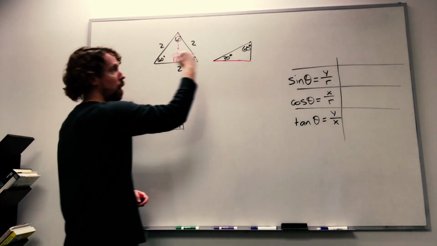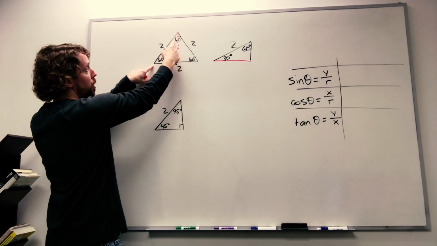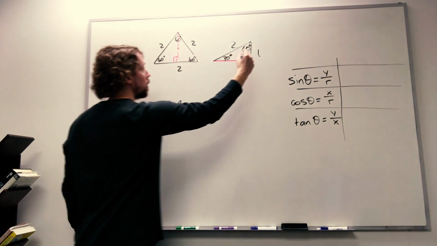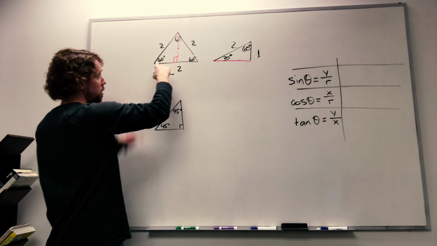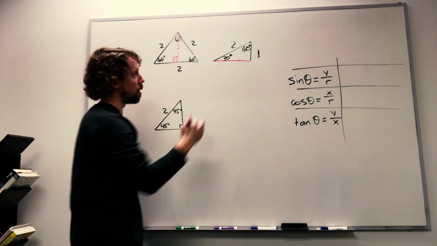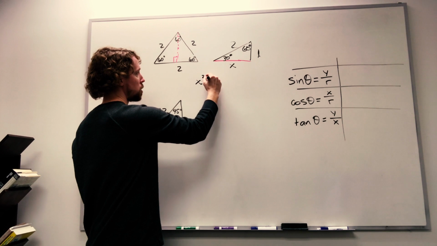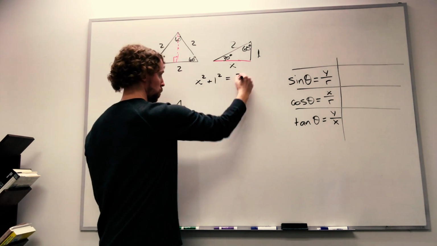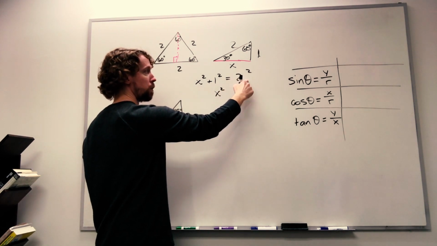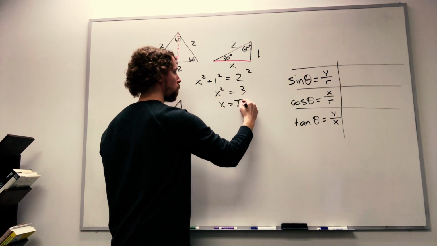The long side, the hypotenuse, is 2. The short side, opposite from 30 degrees, will be half of 2, so that's 1. And then the side opposite from 60 degrees, you can figure out using the Pythagorean theorem. If I call that x, then what we know about x is that x squared plus 1 squared equals 2 squared. So x squared is 4 minus 1, which is 3. So x is the square root of 3.